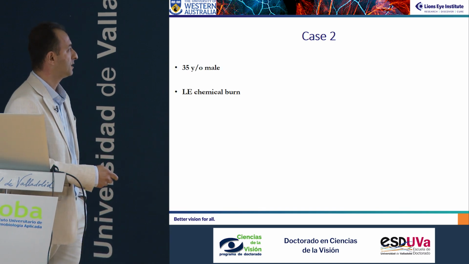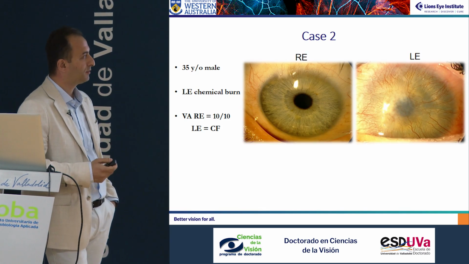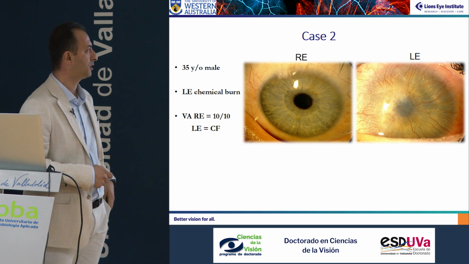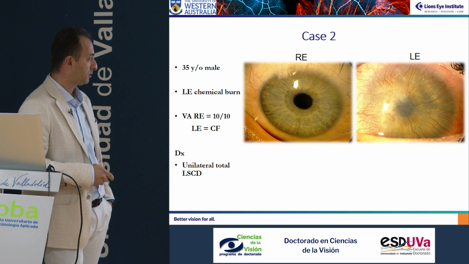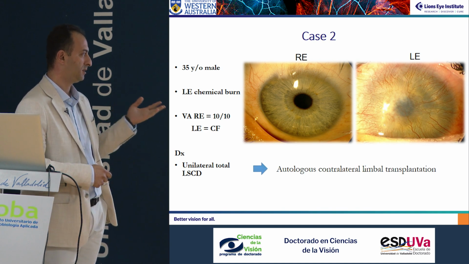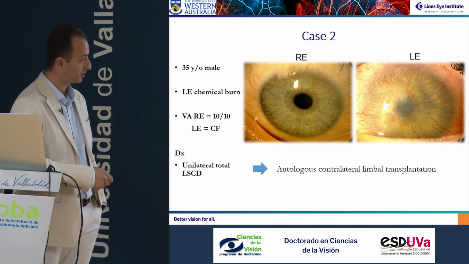The second case is again a unilateral chemical burn. This time, the left eye is the diseased eye, with counting finger vision, and the right eye is normal, 10/10 vision. Again, with the diagnosis of unilateral limbal stem cell deficiency, the treatment of choice is autologous contralateral limbal transplantation.